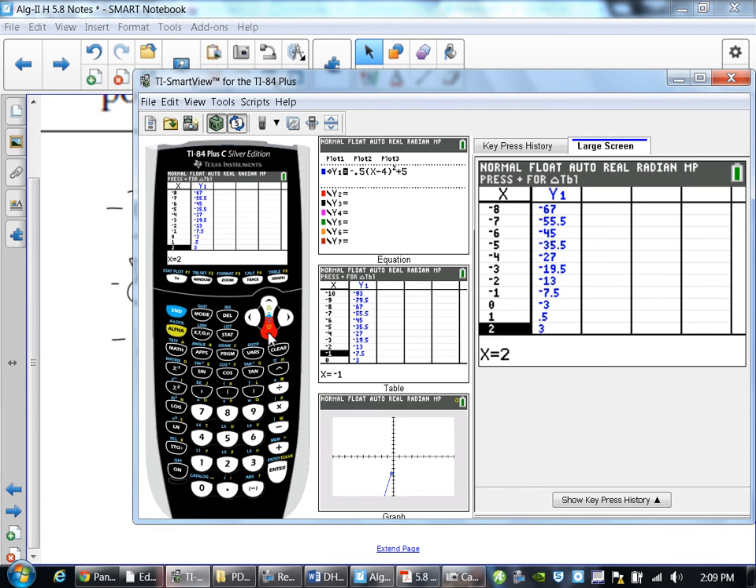How to get to the table? Second graph. Ooh, look at that, we were right. 8 and negative 3. You can always go back and verify that your model, if you will, is correct. And that's it. Pretty easy, isn't it?